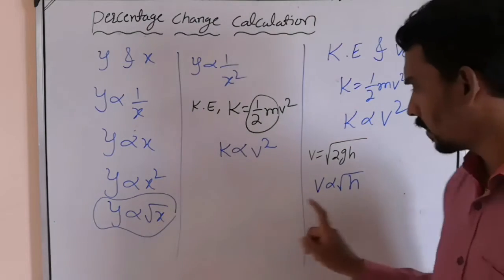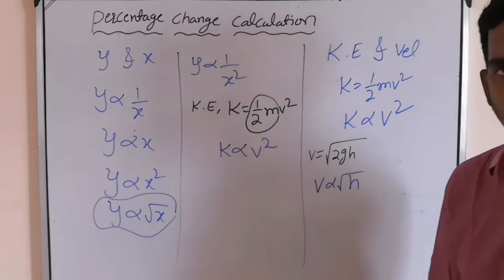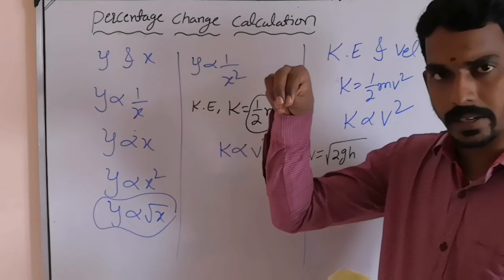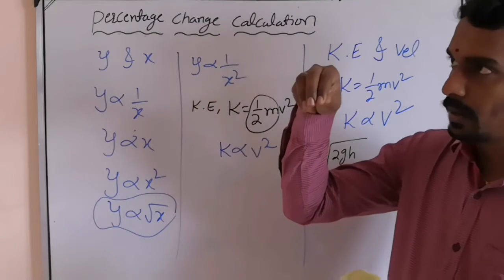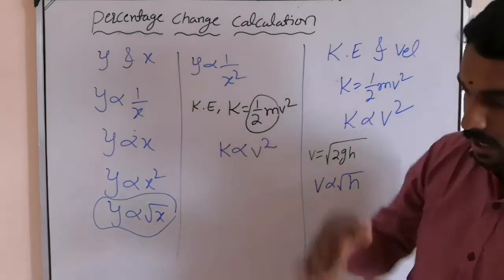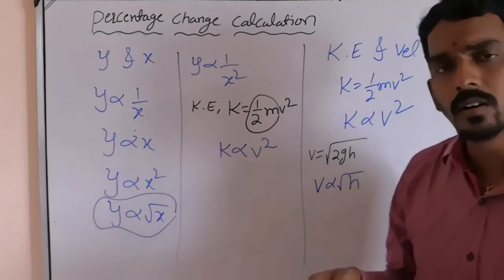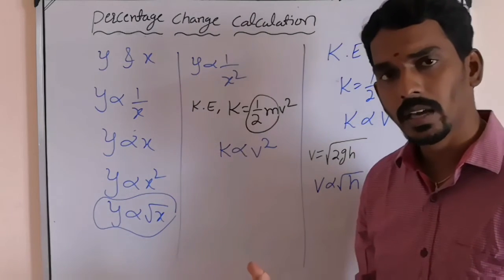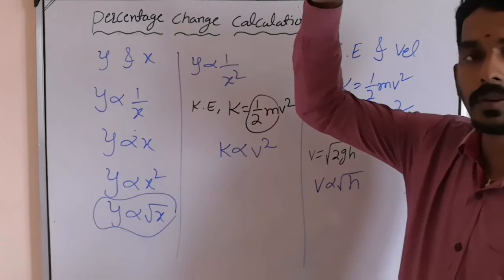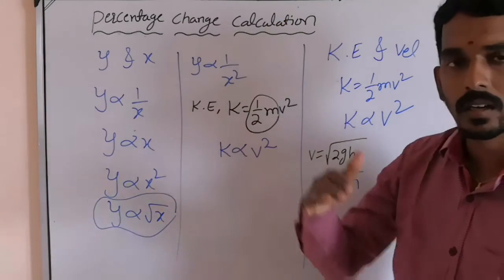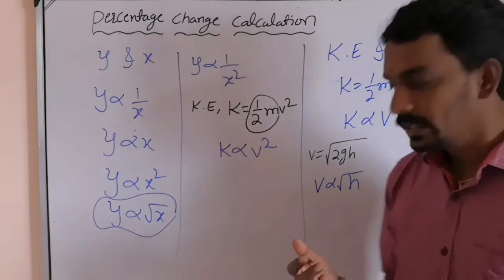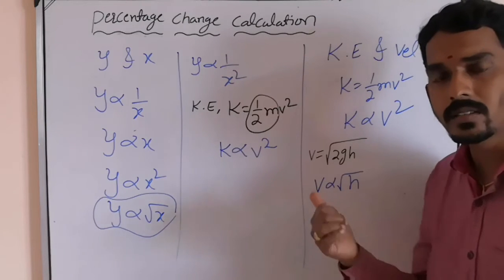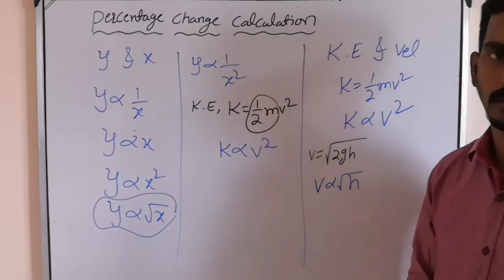Now, y is v, x is h. If you drop from this much height, the velocity is something. But if you drop from this much height, then the height got increased, so velocity also increases. But the same thing they will ask you is, if the height of the free falling body increased by 300%, then what is the corresponding change in velocity just before hitting the ground?